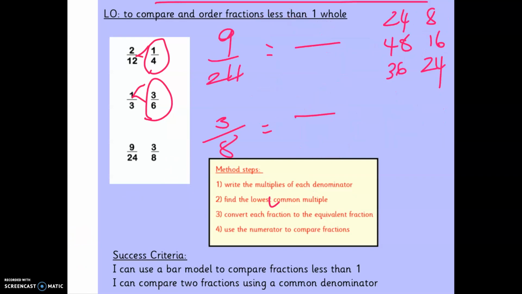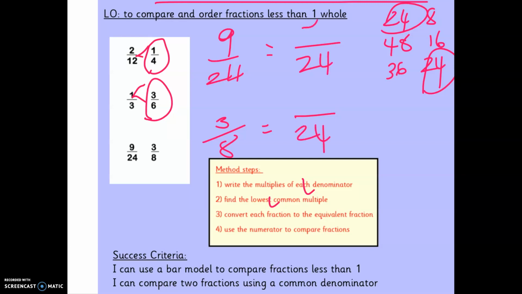So I started to write the multiples of each denominator. I did the first 3 this time because I could see straight away what the lowest common multiple is. And 24 is going to be the lowest common multiple, the number that appears in both sets of multiples, the smallest one. So I'm going to change both fractions into 24ths.